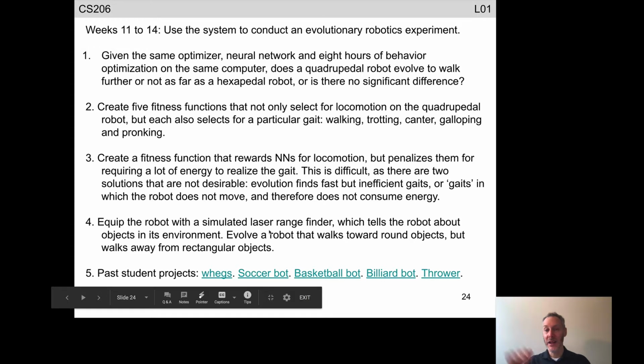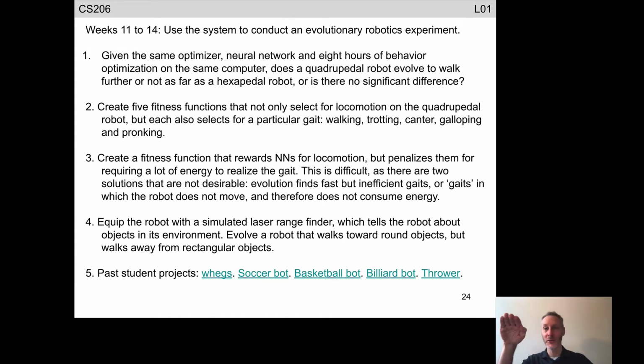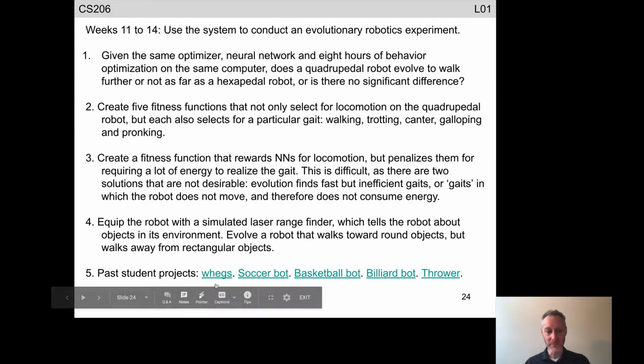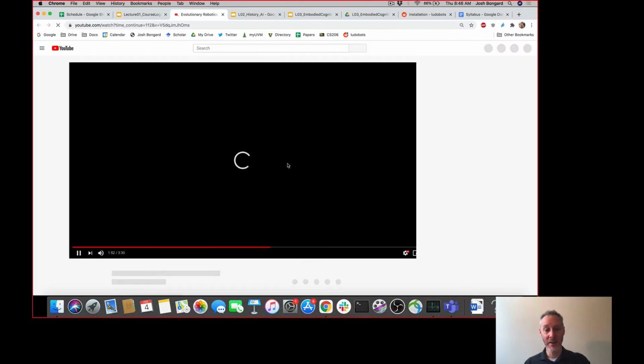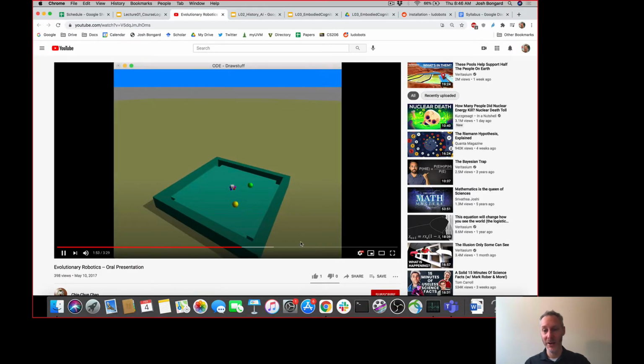You might put a laser rangefinder on top of your robot and use that laser rangefinder to look for objects in the environment. You could evolve it to move towards round objects and away from edged objects. You could start to get into some of the building blocks of intelligence. How do you distinguish between friend and foe, food and danger, and so on. I put a couple of links to what I thought were great projects from previous years. One of my favorites is the billiard robot here.